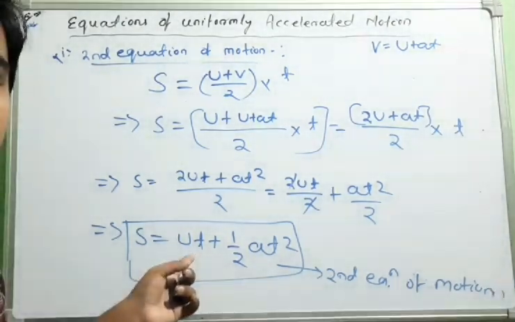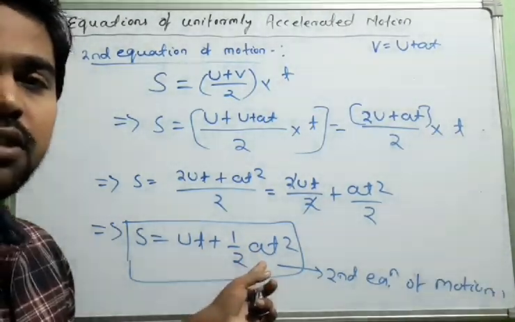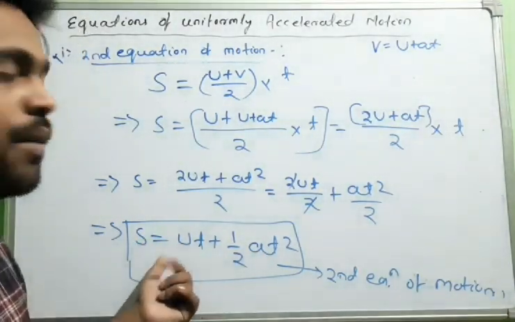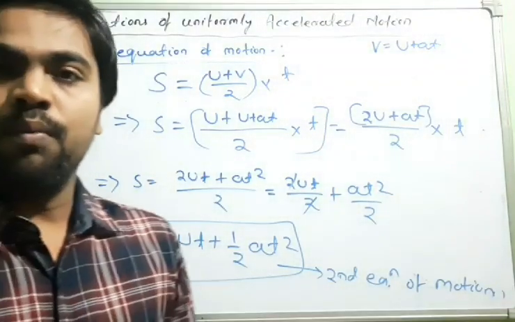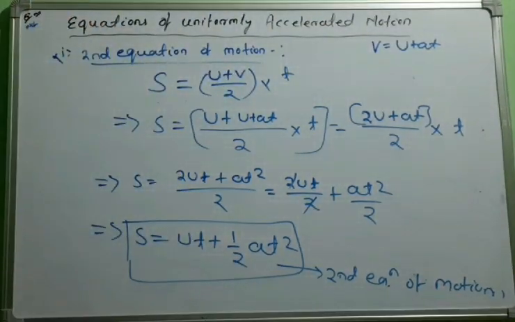If the question gives initial velocity u, time t and acceleration, then you can easily find it by applying the second equation of motion. Clear? Now we'll proceed to the third equation of motion.